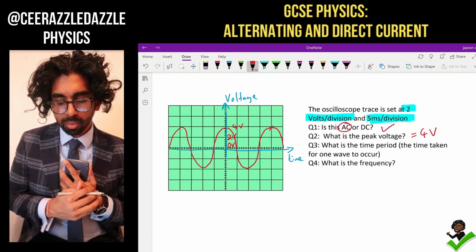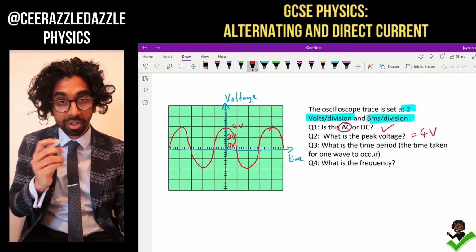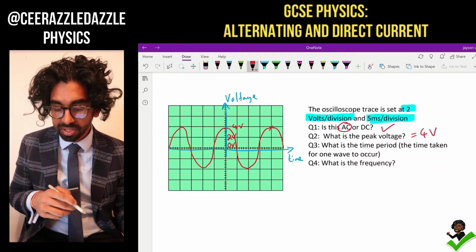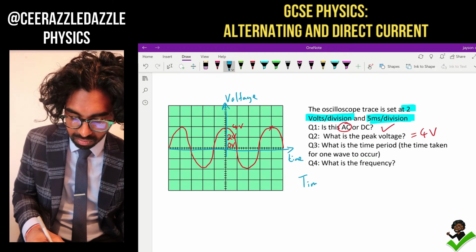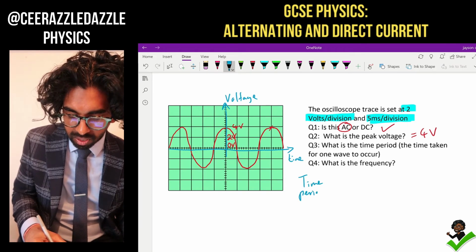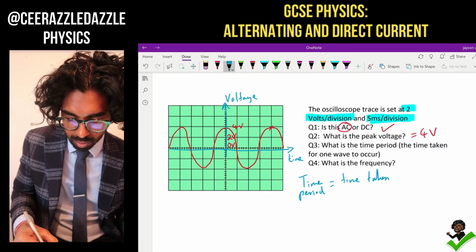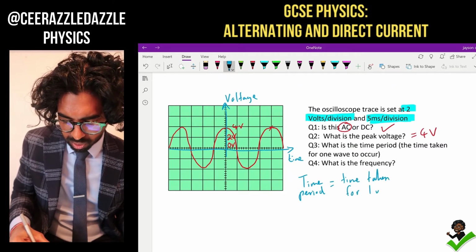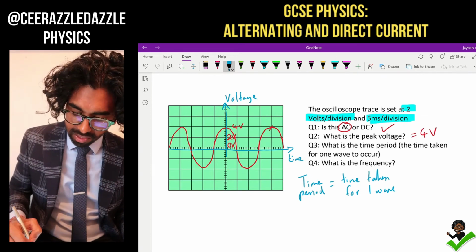Now, question 3. What is the time period? So you need to use your knowledge from the previous topic about waves. The time period, bit of recap, is the time taken for one wave. So what is that time?